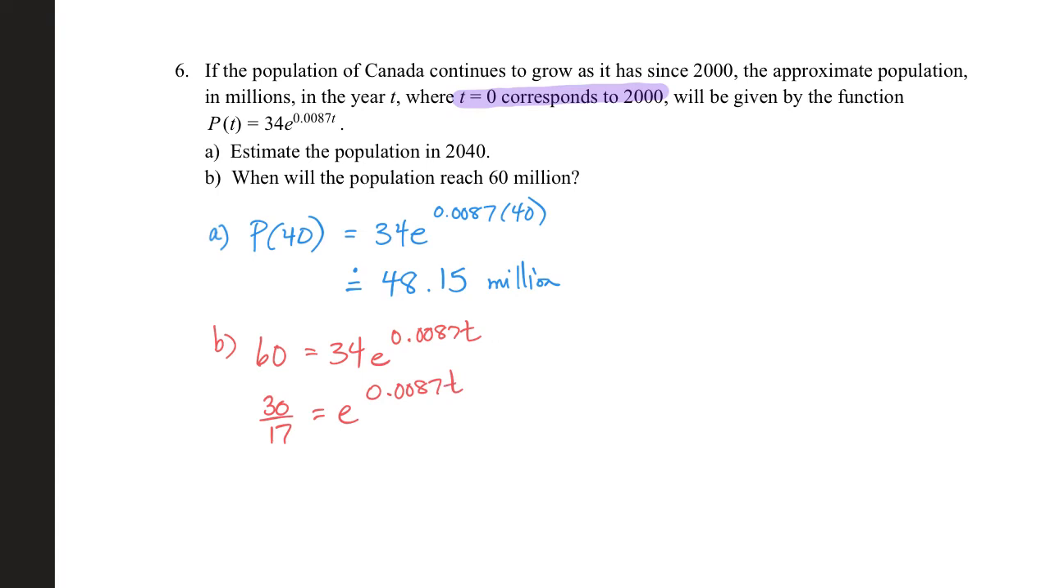And now we come in on something like that. The variable's still up in the exponent, so ideally I would like to get a power equal to a power, base the same. However, probably writing 30/17 as a power based e might not be that natural for us. So we're going to take the log of both sides.